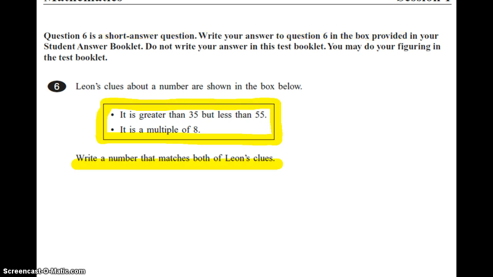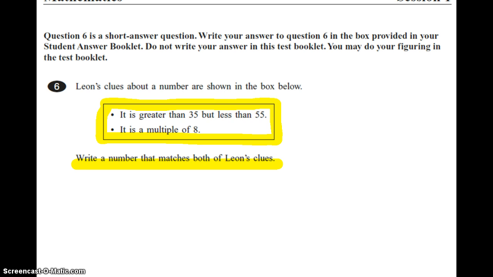So now here we are into the question, and I highlighted the box here because this is a good test-taking strategy to know that when a box is given or any type of graphic or table is there, there is information there that needs to be utilized to answer the question. So in this case, we have Leon's 2 clues in this box. First one is it is greater than 35 but less than 55. And the second one is it is a multiple of 8.